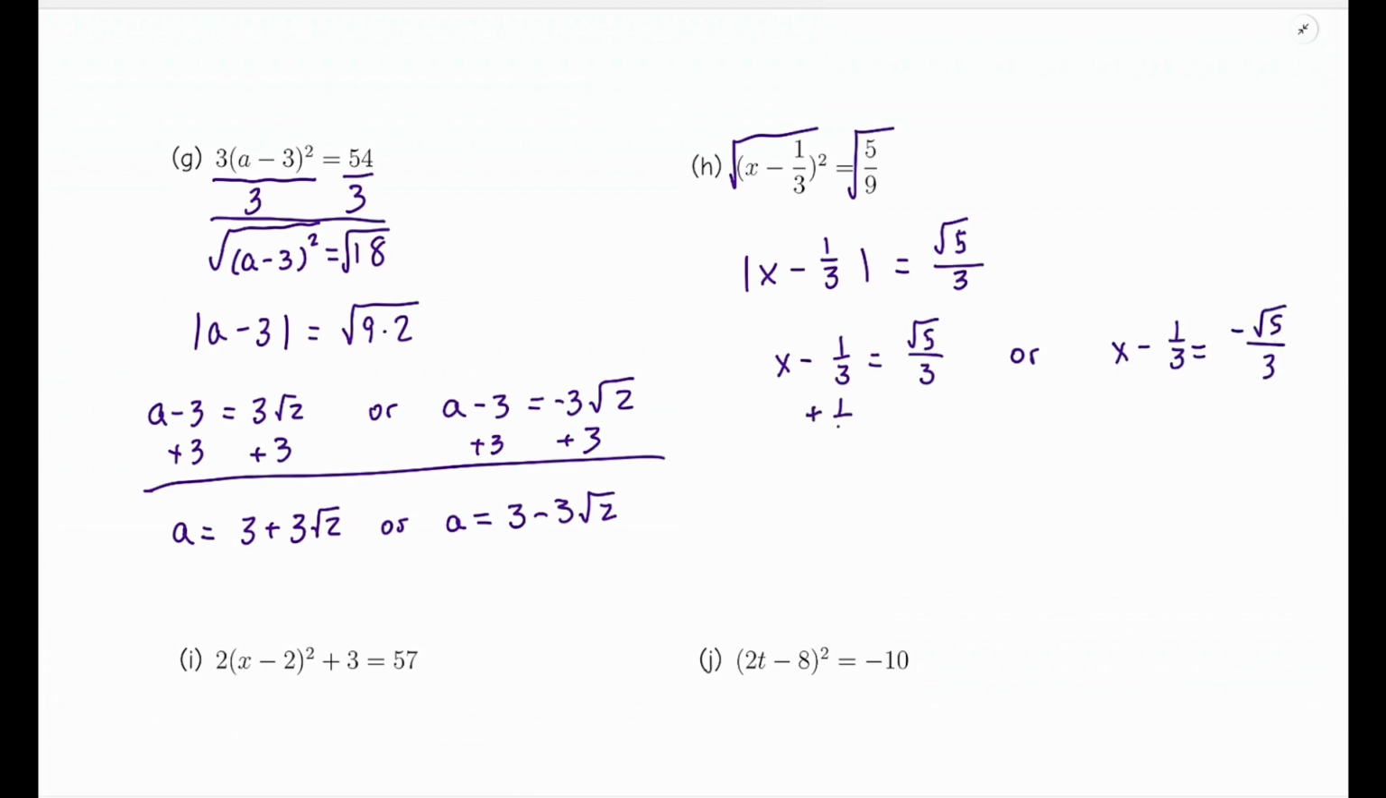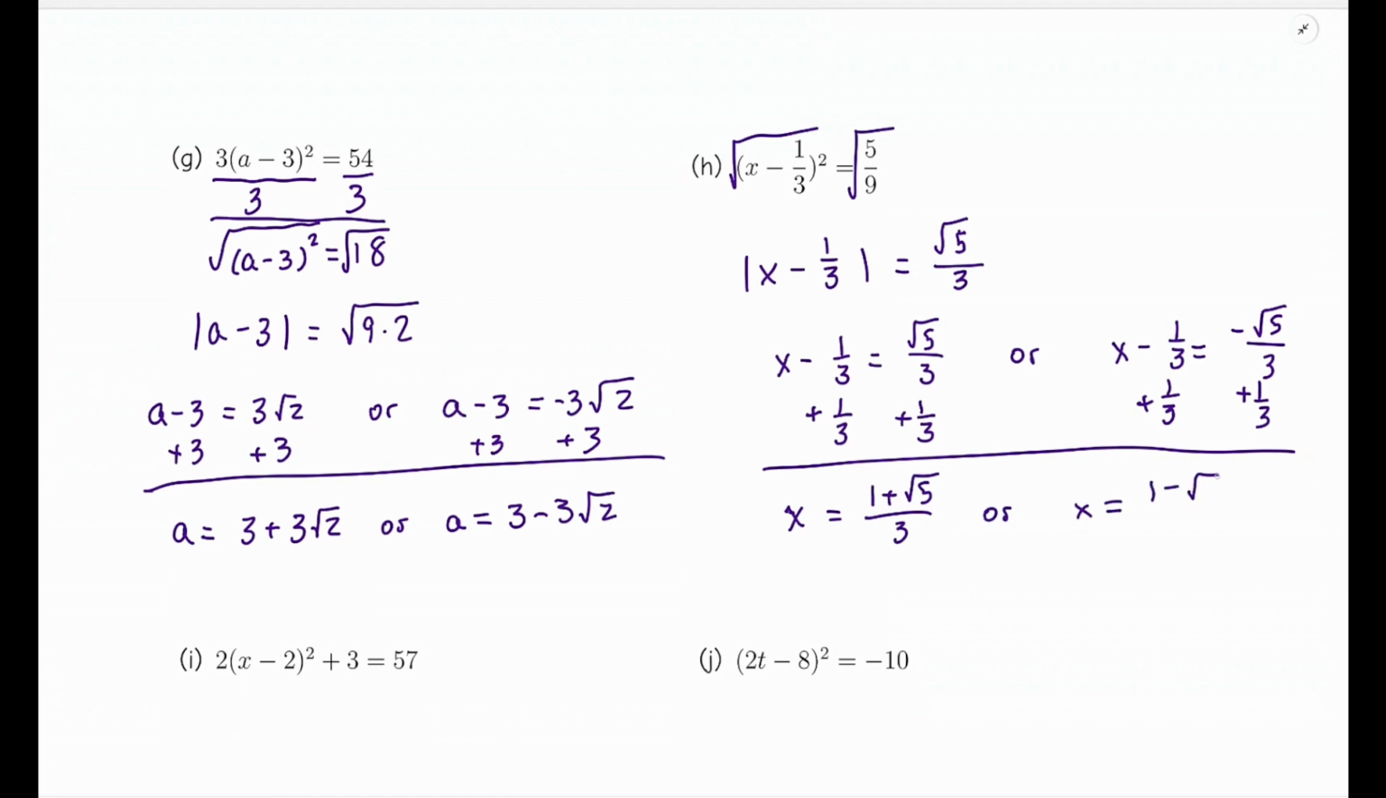Add 1/3 to both sides of both equations. Thankfully, all the fractions have a common denominator already, so we get x equals 1 plus the square root of 5 over 3, or x equals 1 minus the square root of 5 over 3.